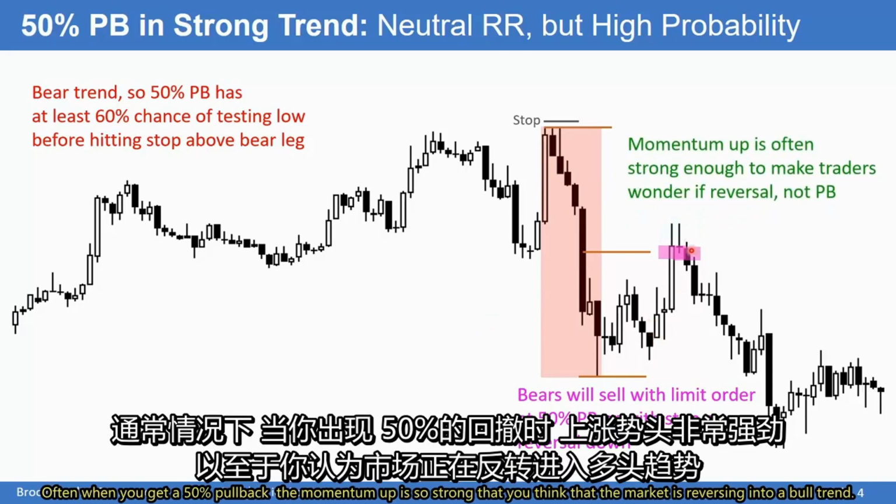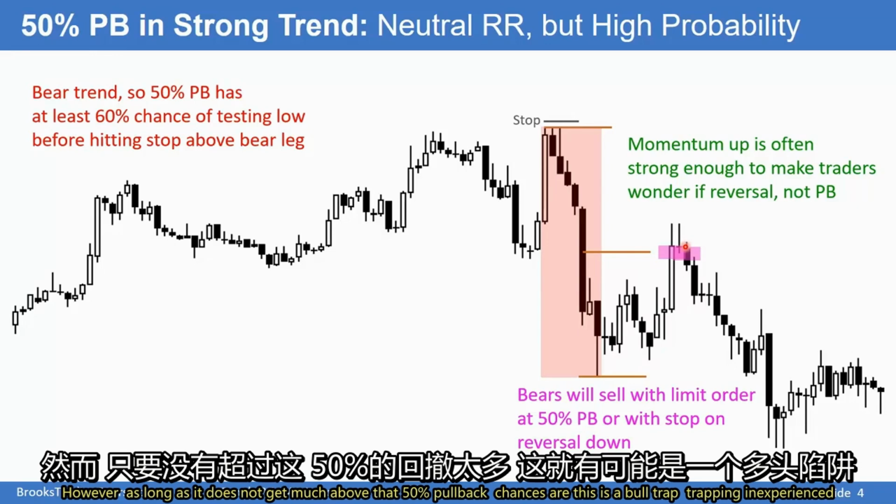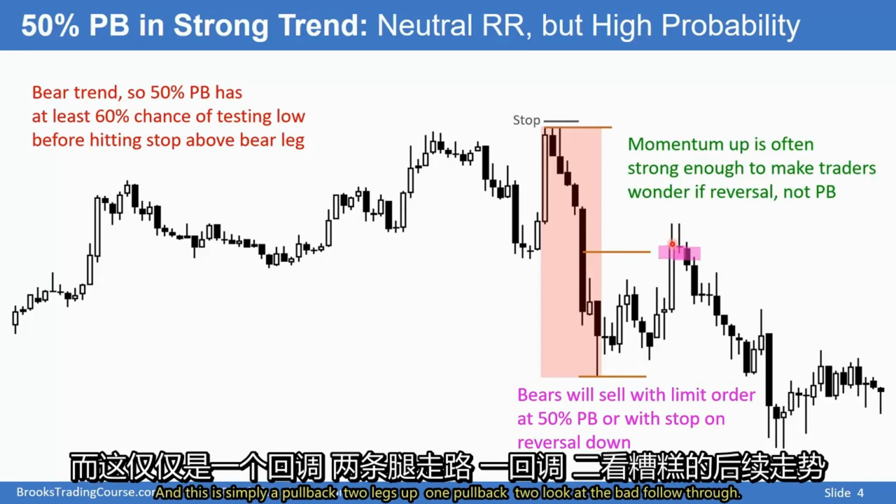Often when you get a 50% pullback, the momentum up is so strong that you think that the market is reversing into a bull trend. However, as long as it does not get much above that 50% pullback, chances are this is a bull trap, trapping inexperienced bulls into buying too high when the market is still in a bear trend and this is simply a pullback, 2 legs up, 1 pullback 2.